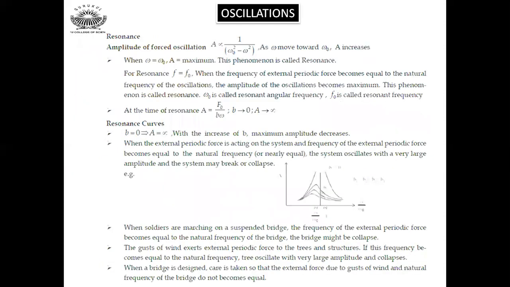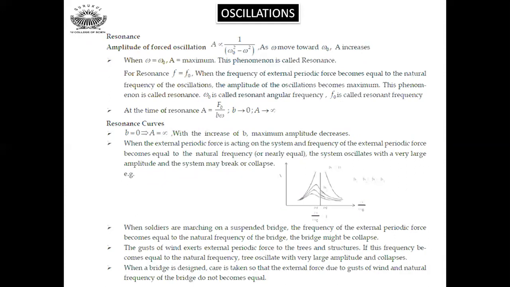Now coming to an interesting concept, resonance. The amplitude of forced oscillation is proportional to 1 divided by omega naught square minus omega square. As omega moves towards omega naught, A increases. When omega is equal to omega naught, A is maximum. So this phenomenon we call resonance. When the external angular frequency is nearly equal to the natural frequency of the oscillating body, then we say that resonance is achieved.